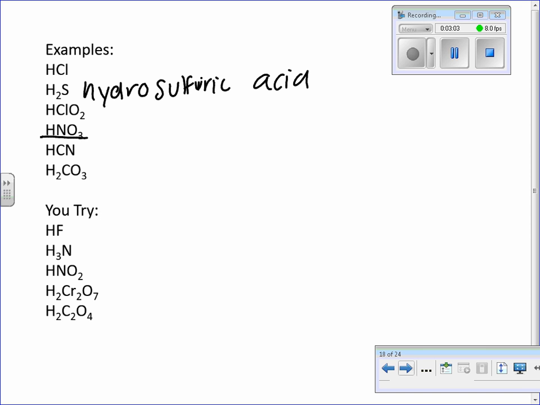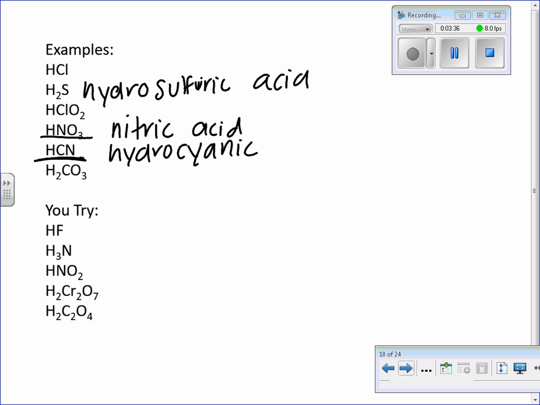So let's look at this one. We have nitrate, which is our polyatomic ion. We're ending with ate, so our ending is going to be ic. So we have nitric acid. And this one's a weird one. We have our polyatomic ion cyanide, but we're going to treat this cyanide like it's a binary acid. So we have hydrocyanic acid.